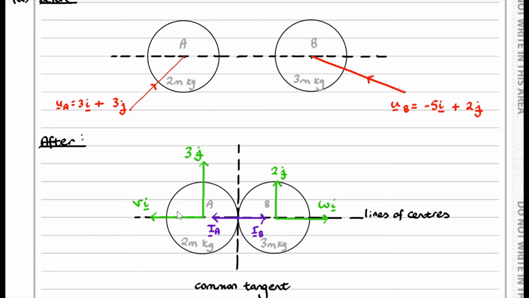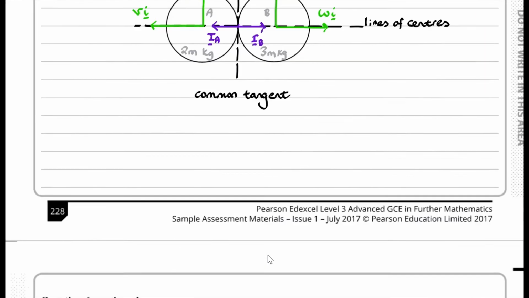So in terms of the velocities, for A we still have 3j, and for B we still have 2j. But we've got these I components of the velocities of A and B, which are v and w respectively. Once we've found those out, we can determine the velocity of A and the velocity of B. Of course, here shown in blue, we've got the impulses upon collision, and here we've got the common tangent. And what we can do for this question is use conservation of momentum.